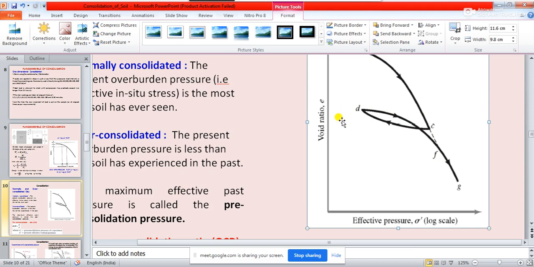But you see there is a loop coming in between, and this loop is coming because of the over consolidated clay. That means the past stress in the clay was much higher. Now because of the removal of something or some natural reason, the effective overburden stress has reduced, so there will be some swelling or rebound of the clay. This is defined with the rebound index or swelling index.